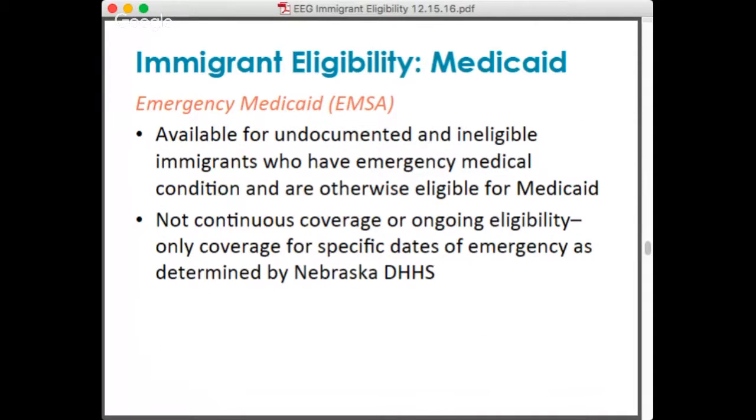The last special coverage category we'll talk about is emergency Medicaid, or what is called in Nebraska EMSA, and I think that's emergency Medicaid. Okay, yep.